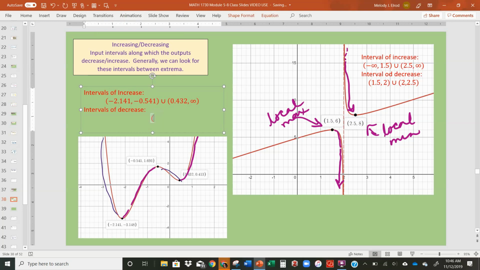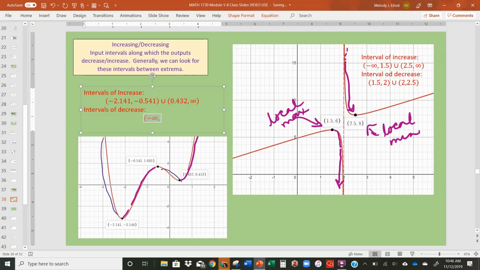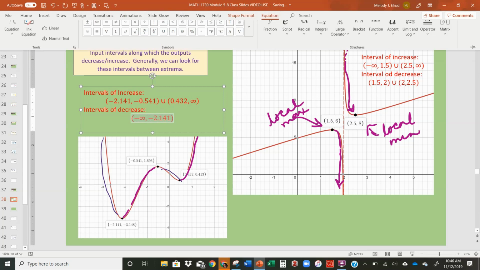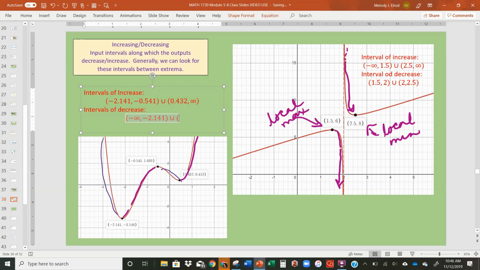So we've got from negative infinity to negative 2.141, and from negative 0.541 to 0.432. Notice that all of these numbers that I've typed on this page, every single one of the numbers I've typed on this page, represent an input value and not an output value.